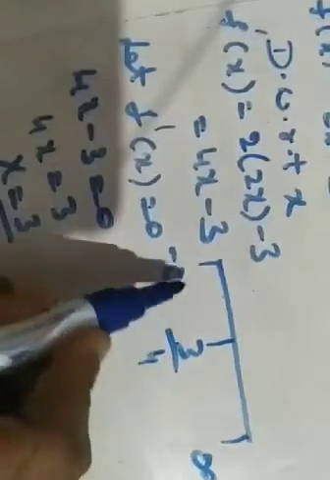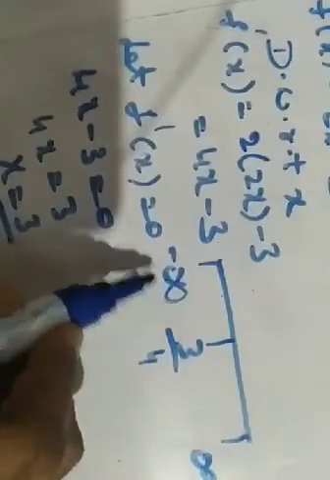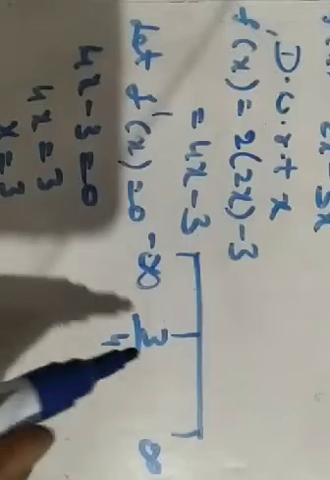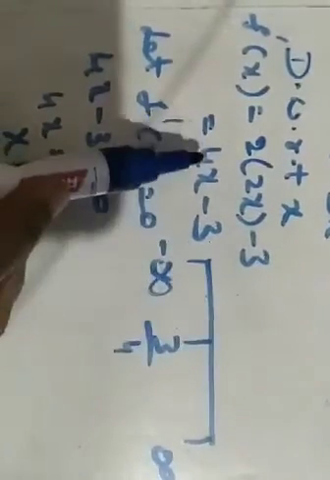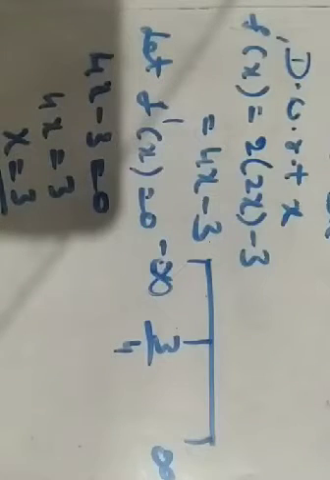x is equal to 3 by 4 lies between minus infinity to plus infinity. You will get the two intervals: minus infinity to 3 by 4, and 3 by 4 to infinity. If you consider one of the negative numbers, you take one number and substitute it in f dash of x. The other one too, you take any one number and substitute.